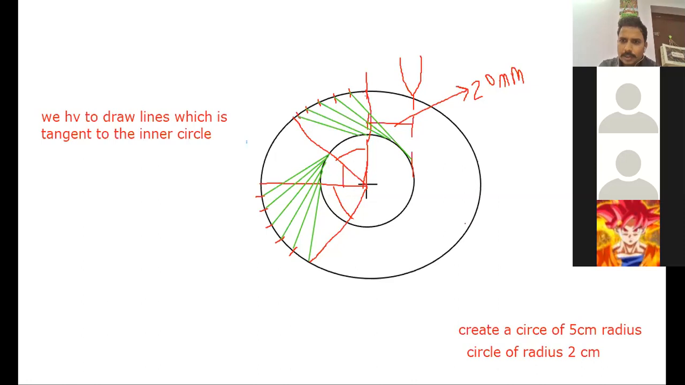Correct. So any doubt in this? Sahan, is it understood? Yes, sir. It's understood, right? Yes. Correct.